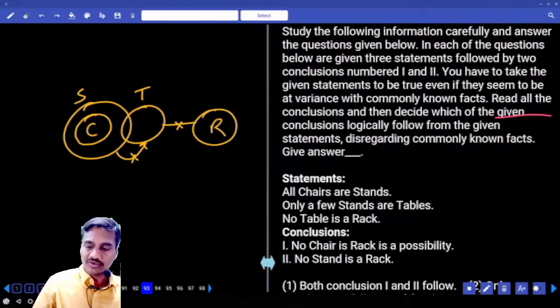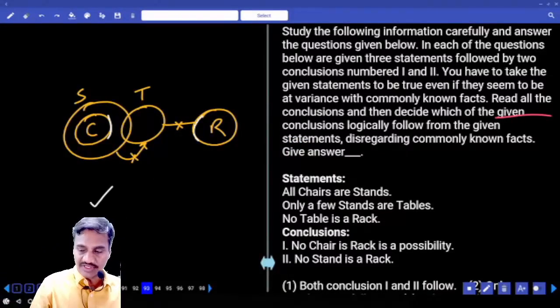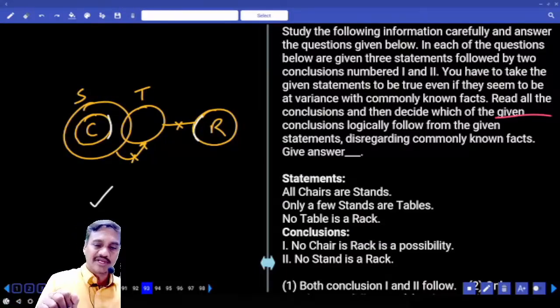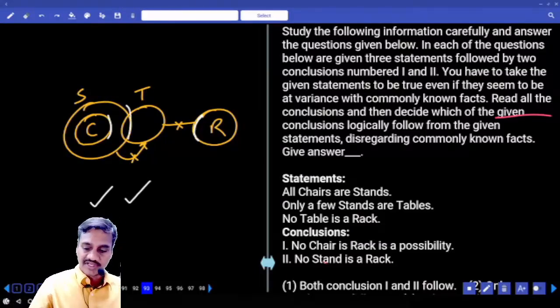Then the first one, no chair is rack, is a possibility. Is it possible or not? Chair is here, rack is here. As of now, it is possible. And second, no stand is rack. Stand is here, rack is here. This is also true in the basic diagram. The second conclusion is a negative conclusion, that is a definite conclusion.